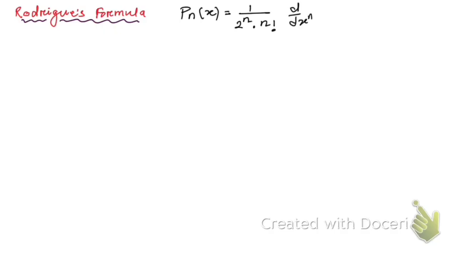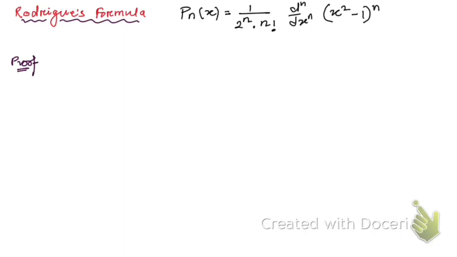So here is Rodrigues' formula. Pn of x is equal to 1 by 2 to the power n factorial n, the nth order derivative of (x square minus 1) whole to the power n with respect to x. This is the formula. Let me prove this formula. So, proof.